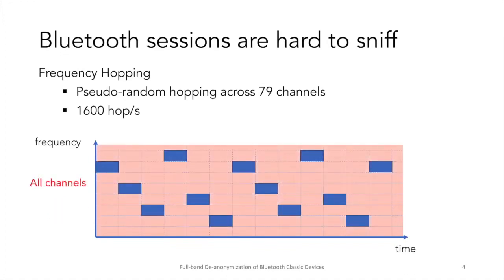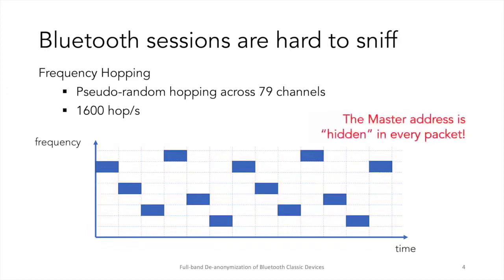But let's see what's the critical issue with Bluetooth Classic. The address of the master device is constantly used during a Bluetooth session, and it's somewhat hidden inside every packet exchanged. We are now going to show how the address is hidden in the packet and how we can reveal it with a completely passive attack. Uncovering the master address will enable an attacker to track a user as he moves around in a city.